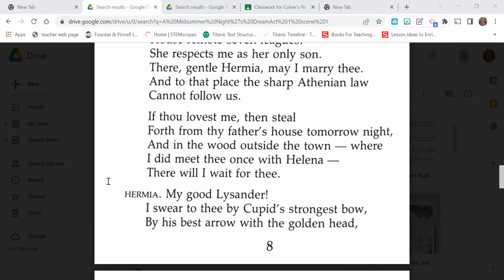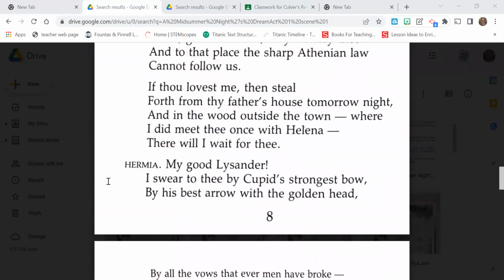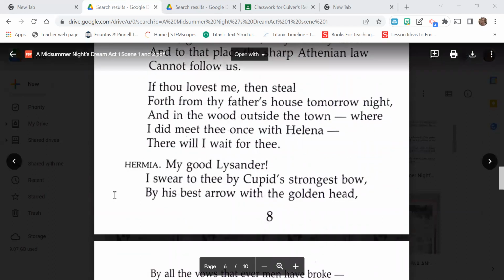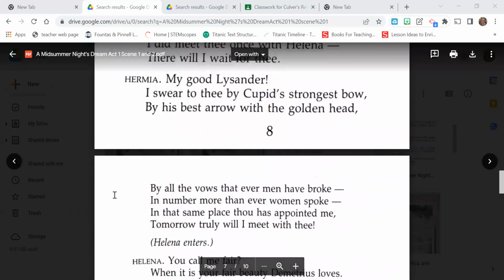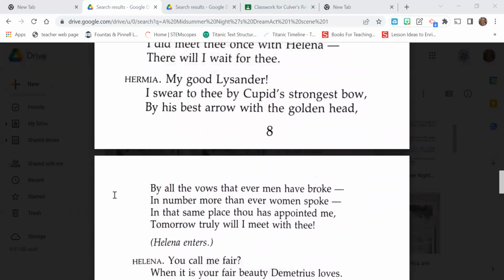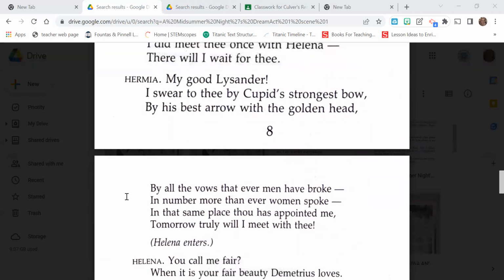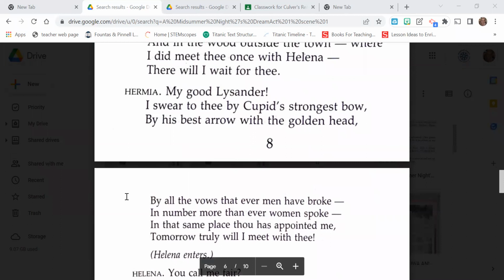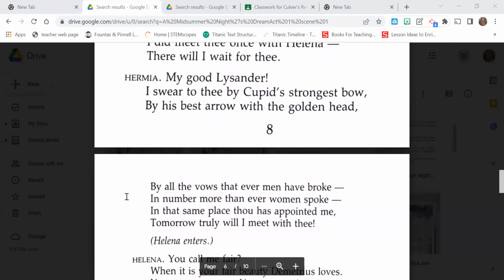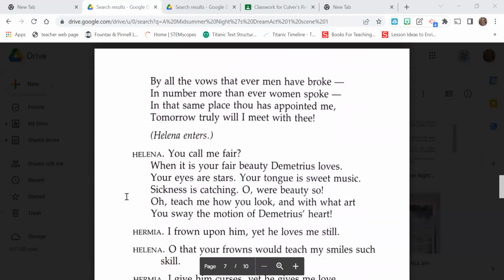And Hermia says, my good Lysander, I swear to thee by Cupid's strongest bow, by his best arrow with the golden head, by all the vows that ever men have broke, in number more than ever women spoke, in that same place thou hast appointed me, tomorrow truly will I meet with thee. And so Hermia, with all that, says, of course I'll meet you there. I love you. And now here comes Helena.